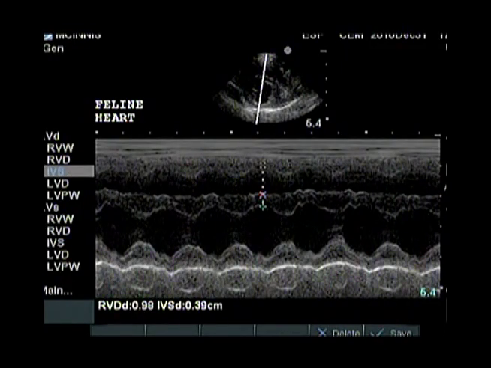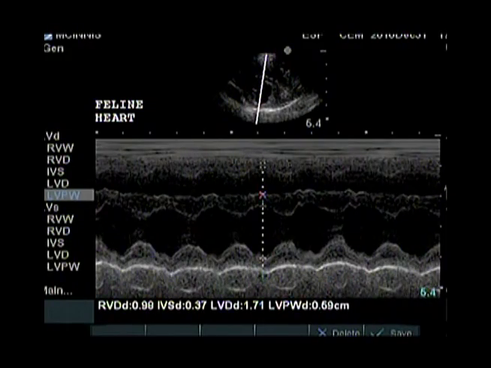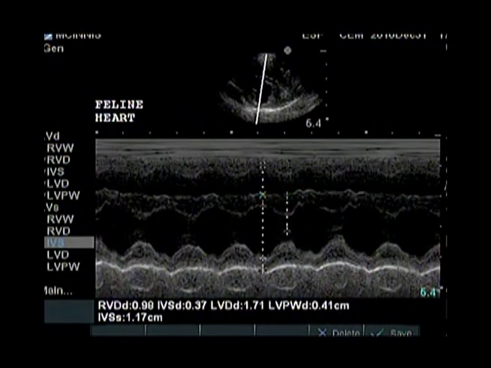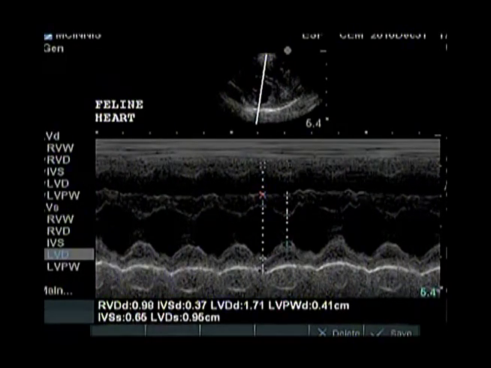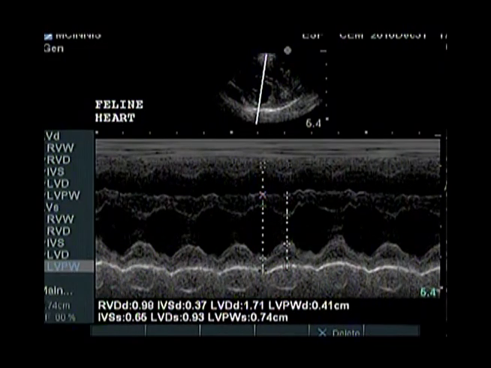In some machines, each measurement must be selected individually and saved as it is made. In other machines, when you select your starting measurement, cursors for each sequential diastolic or systolic measurement are automatically produced. The end point for measuring the right ventricular chamber is also the starting point for measuring the septum, and so on. In some ultrasound machines, all measurements in diastole are saved at the same time. All measurements in systole are also saved at the same time. You need to be familiar with the functions, capabilities, and operations built into your machine.